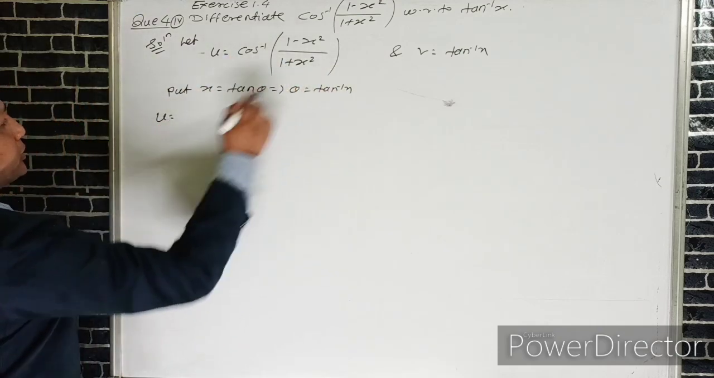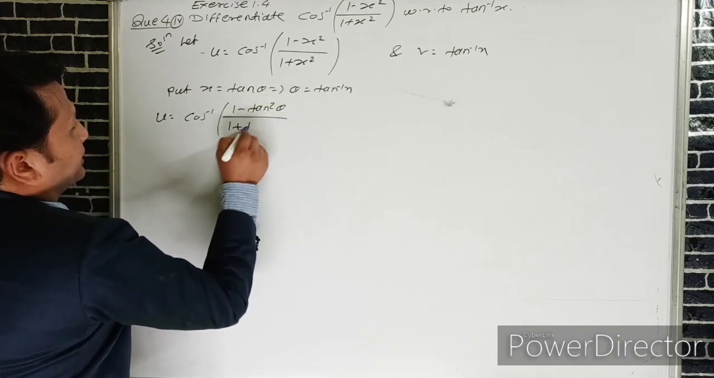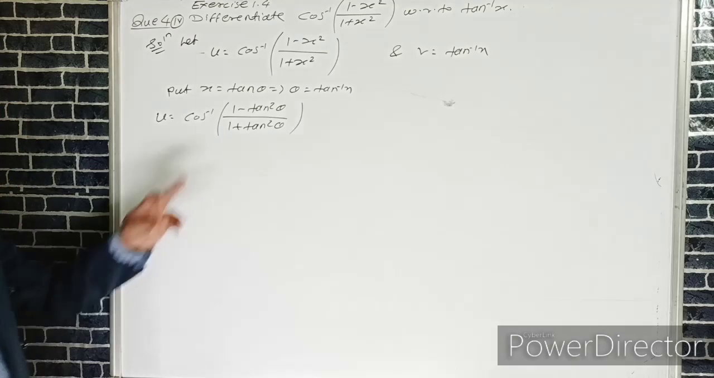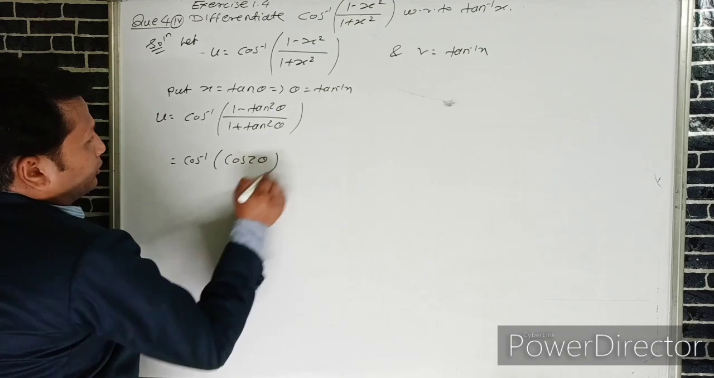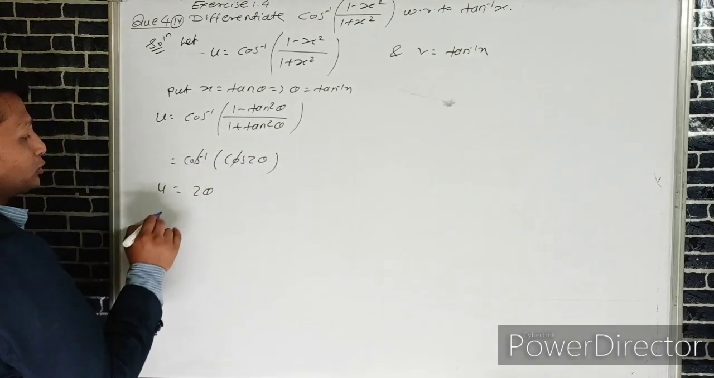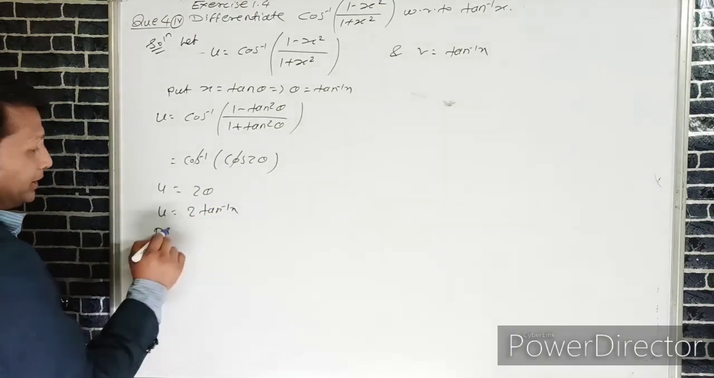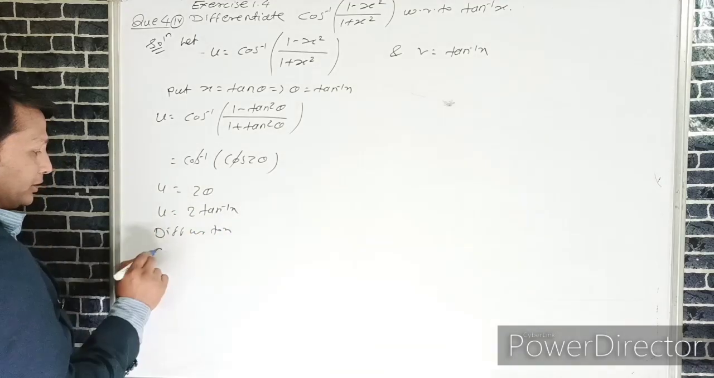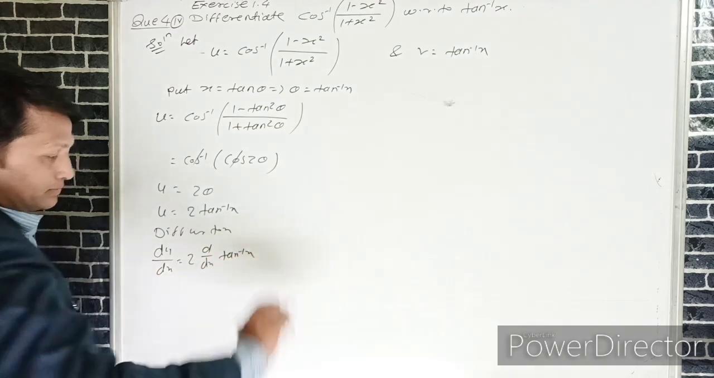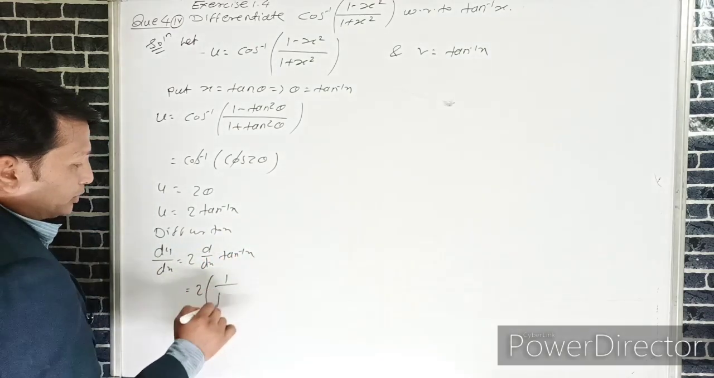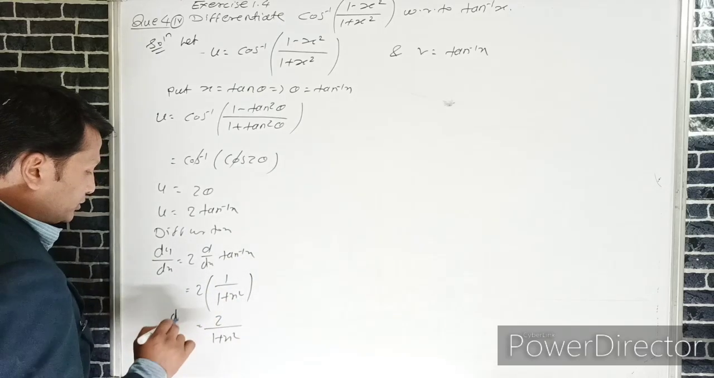Therefore u is equal to cos inverse of 1 minus tan square theta upon 1 plus tan square theta. This is the trigonometric form of cos 2 theta. Here cos inverse and cos cancel, leaving 2 theta, which means u is equal to 2 into tan inverse of x. If we differentiate with respect to x, we get du upon dx is equal to 2 into the derivative of tan inverse x. We know that the derivative of tan inverse x is 1 upon 1 plus x square. It means that du upon dx is 2 upon 1 plus x square.